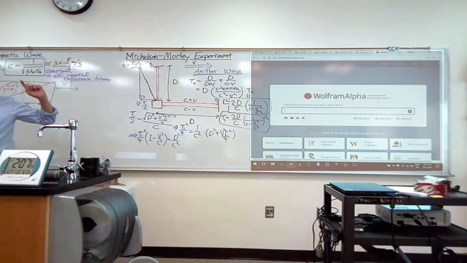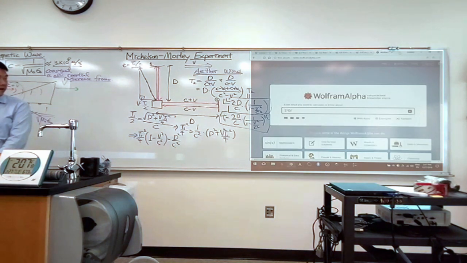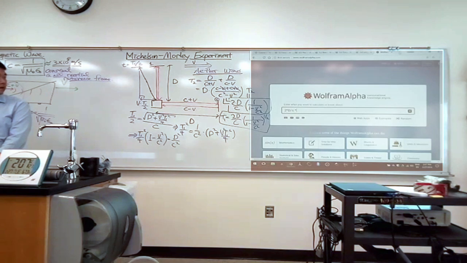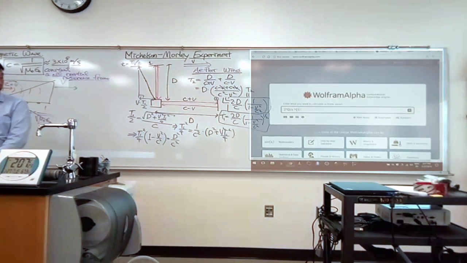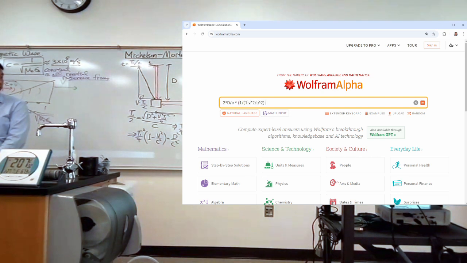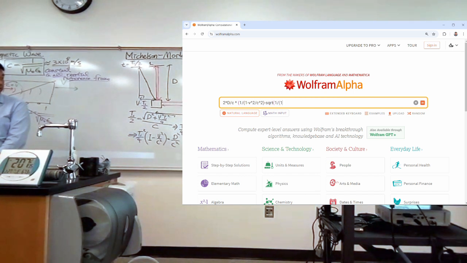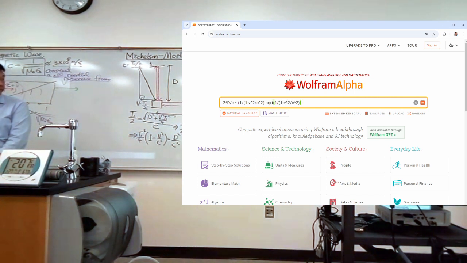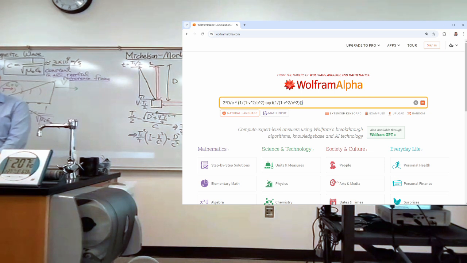So which one is longer? Is T2 longer or T1 longer? I think T2 is longer. Yeah, so let me do T2 minus T1. Algebraically, that will be 2 times D divided by C times 1 over 1 minus V squared over C squared, minus the square root of 1 over 1 minus V squared over C squared. Good? Okay.